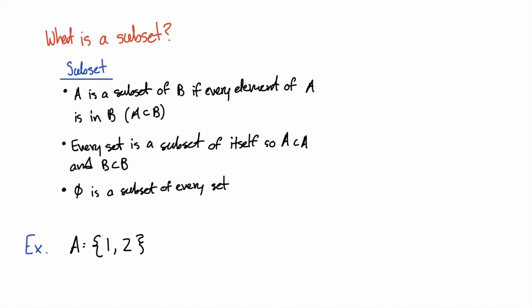It is also true that every set is a subset of itself. So in the example below, we have A is a set that contains 1 and 2. So it's true that A is a subset of A because all of the elements of A are in A. 1 is in A and 2 is in A. So A is a subset of itself. It's also important to note that the empty set is a subset of every set.